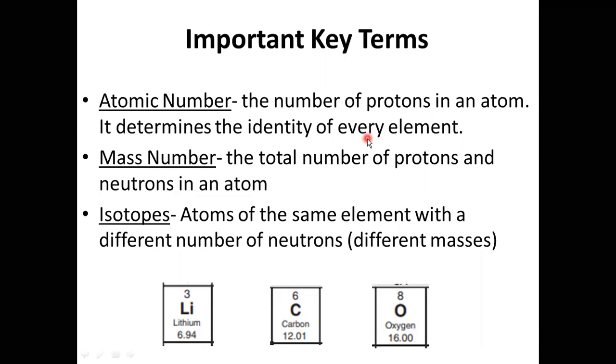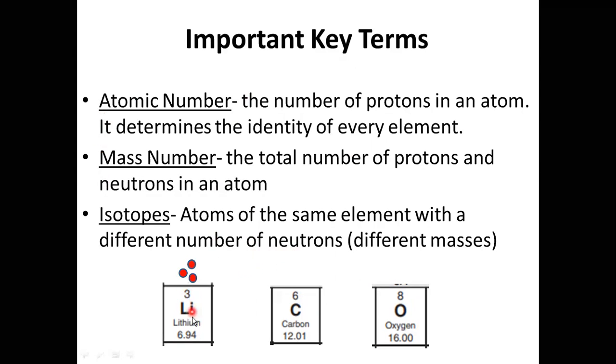Isotopes: atoms of the same element, different numbers of neutrons. So basically what this tells us is that not all lithium atoms are identical to one another. Not all carbon atoms are identical to one another. Likewise, not all oxygen atoms are identical. How they can differ would be the number of neutrons. They have to have the same number of protons, atomic number, but the neutron count can be different. So we call those isotopes.